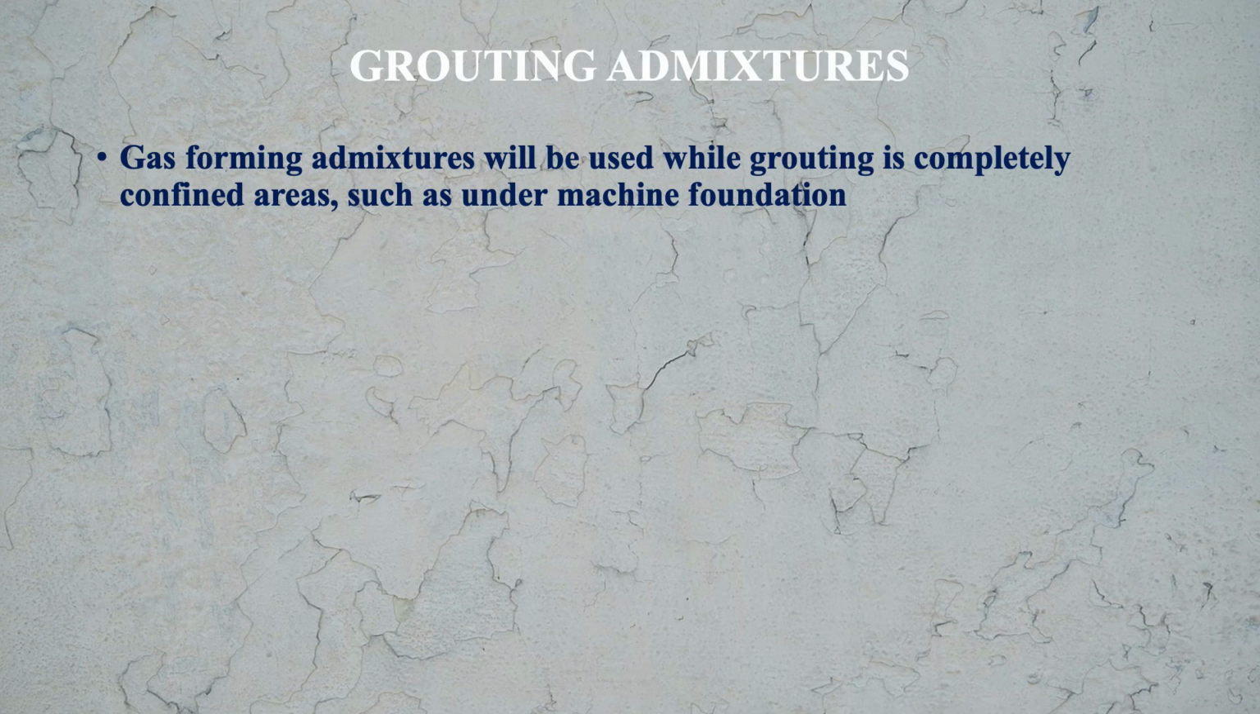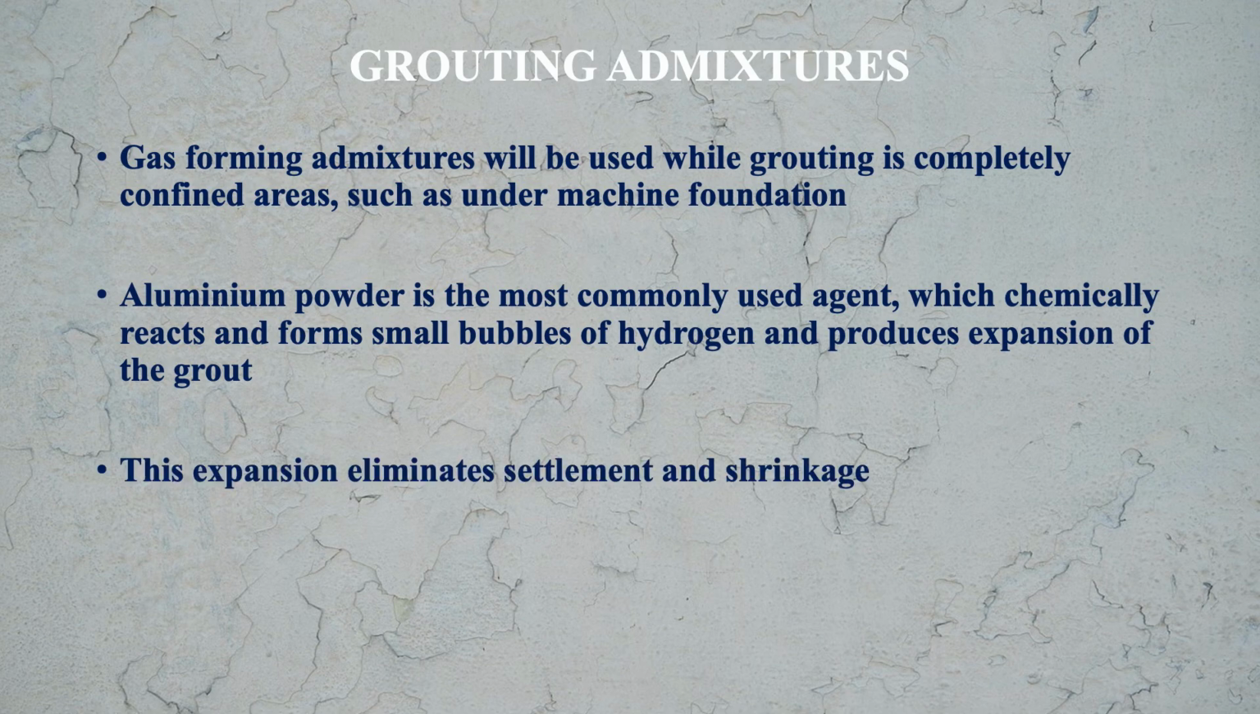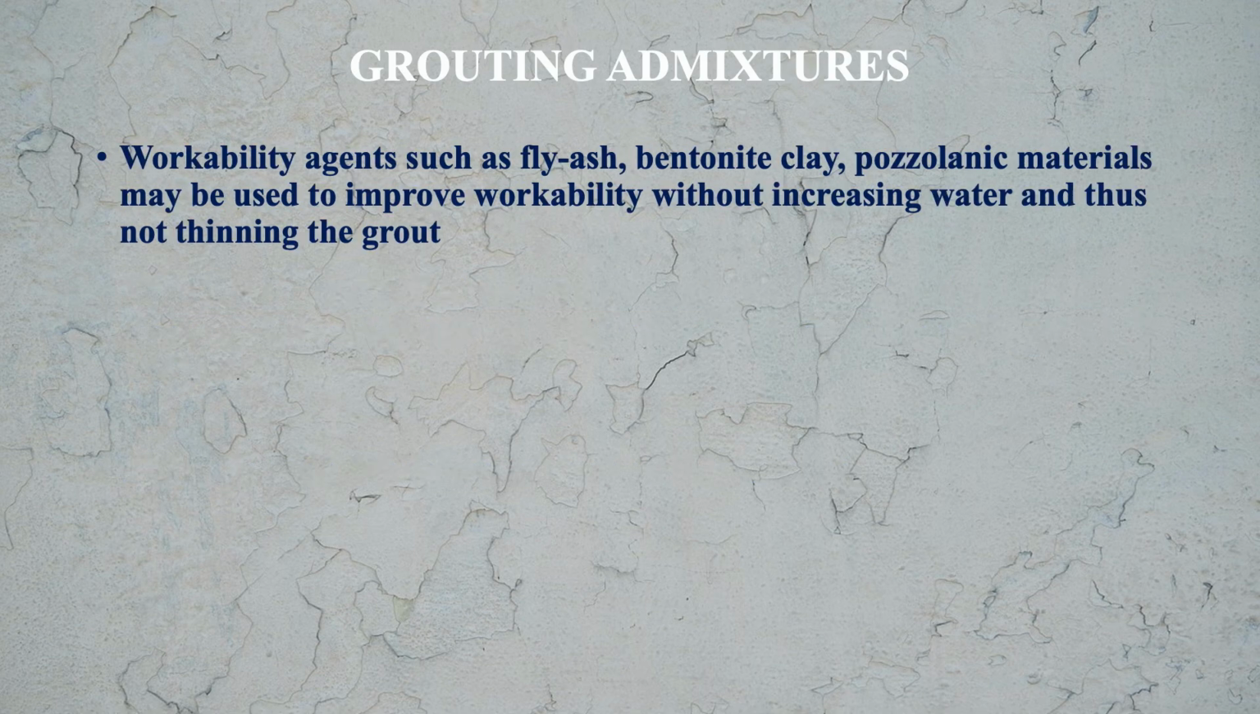Gas forming admixtures will be used while grouting is completely done in confined areas such as under machine foundations. Aluminium powder is the most commonly used agent which chemically reacts and forms small bubbles of hydrogen and produces expansion of the grout. This expansion eliminates settlement and shrinkage of the concrete. Workability agents such as fly ash, bentonite clay, pozzolanic materials may be used to improve workability without increasing water and thus not thinning the grout. So that way we can increase the workability.